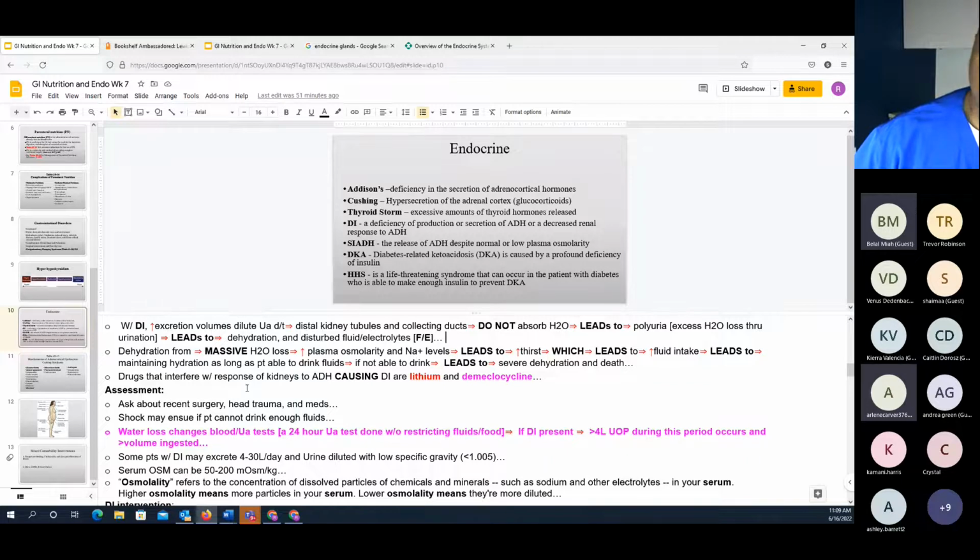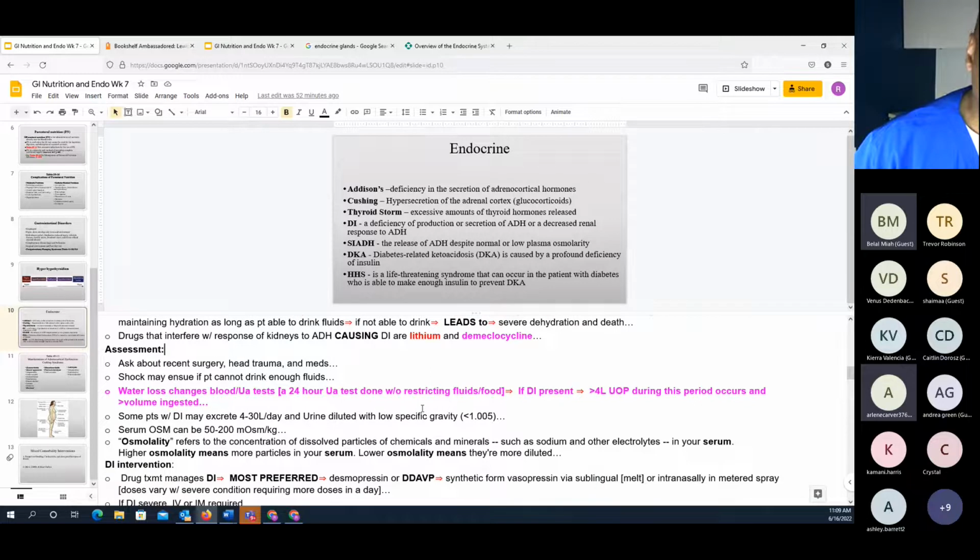Another thing that may interfere with ADH is lithium, which you may see as a test question, and demeclocycline is another drug as well. These also appear on some of these standardized tests, or NCLEX. So remember those two.